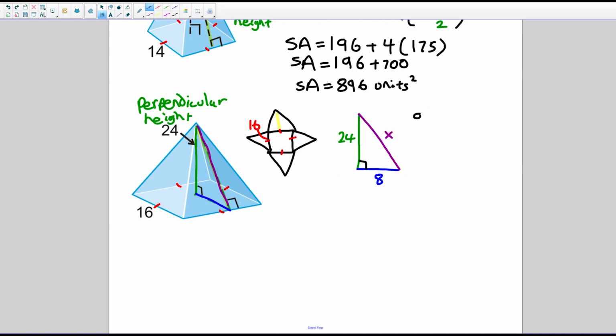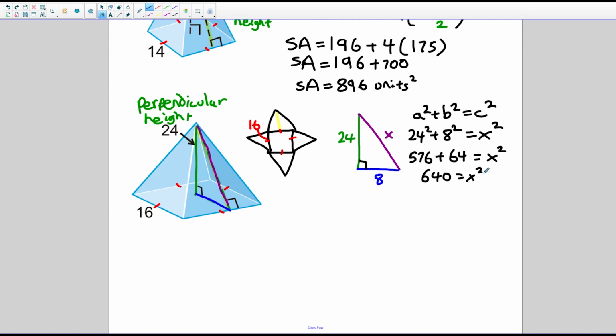So from here, we can use the Pythagorean theorem, a squared plus b squared is equal to c squared. And whenever you have the sum of the two sides that are not the hypotenuse, then your sum here is going to represent that hypotenuse. So we've got 24 squared plus 8 squared is equal to x squared. So here we've got 24 squared, which is 576, plus 8 squared, which is 8 times 8, or 64. And that's going to give us x squared. So 576 plus 64 gives me 640, and that's equal to x squared.